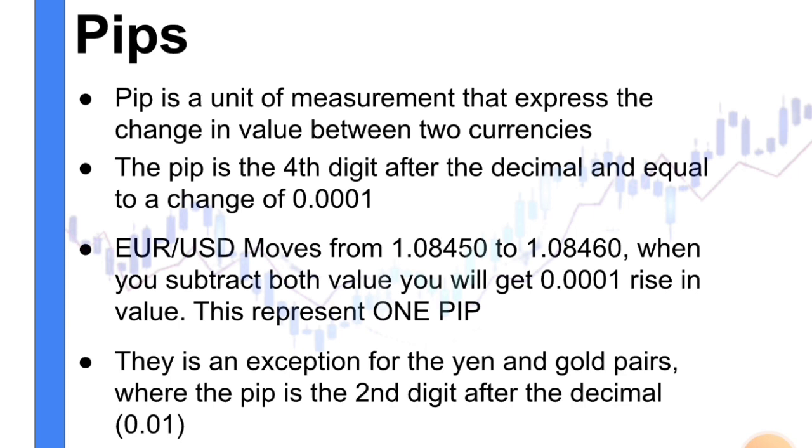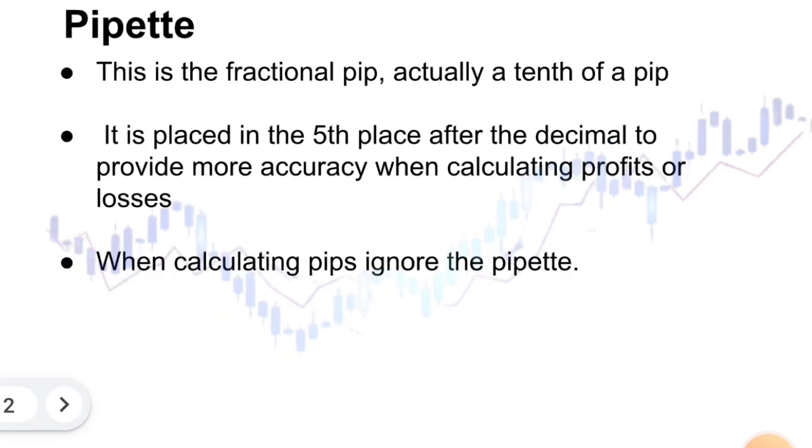So there is an exemption for the yen and gold pairs. When you are looking at the yen and gold pairs, the pip is the second digit after the decimal. For the yen and gold pairs, the pip is not the fourth digit, it is the second digit after the decimal. It's very simple. For the currencies, the pip is the fourth digit after the decimal, but for the yen and gold pairs, the pip is the second digit after the decimal. As we proceed, you will understand the concept better.